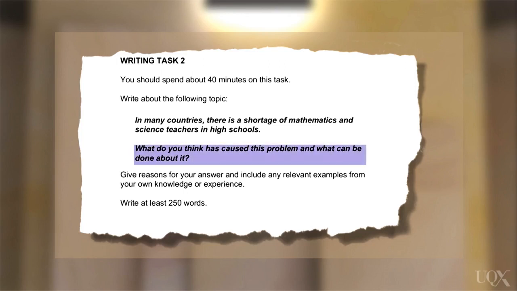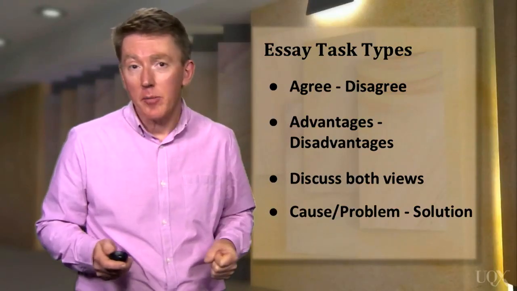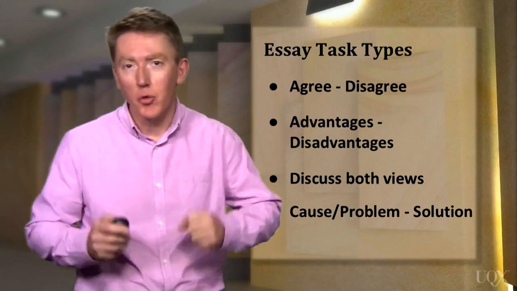That's right, it's in the instruction part of the question again. The keywords caused, problem, and the phrase what can be done about it clearly show us that this is a cause-problem-solution essay. So these are 4 of the more common task types in the academic IELTS writing task 2.